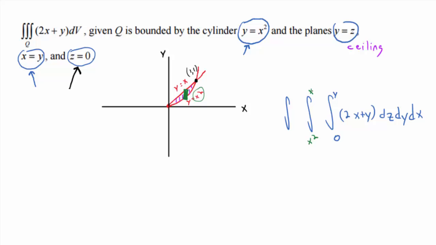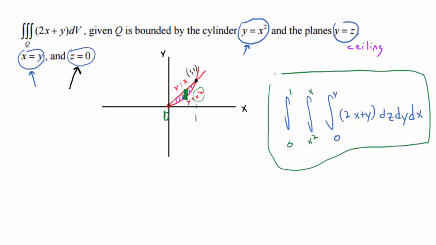And then what does x run from? 1 to the x coordinate of this point is also 1. Or sorry, 0 to the x coordinate of this point, which is 1. Wouldn't make much sense if it ran from 1 to 1. And that's the setup. Do you want to see me evaluate that? That's good? Okay, so we'll stop there. That's the setup for that integral.